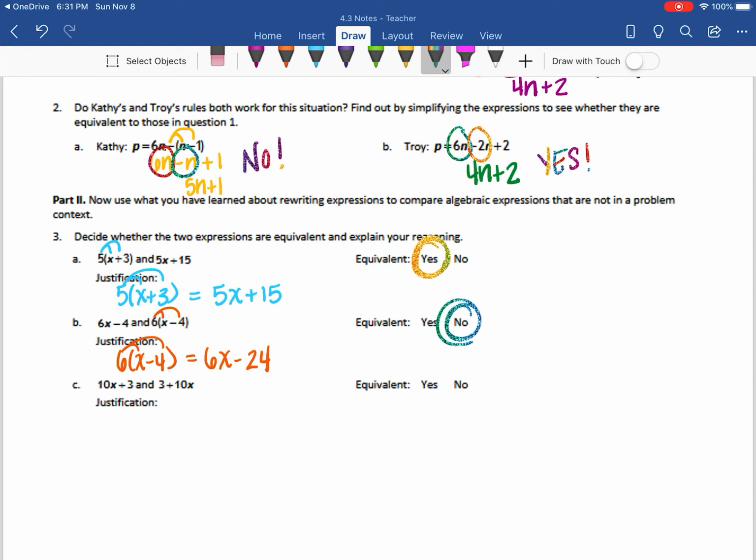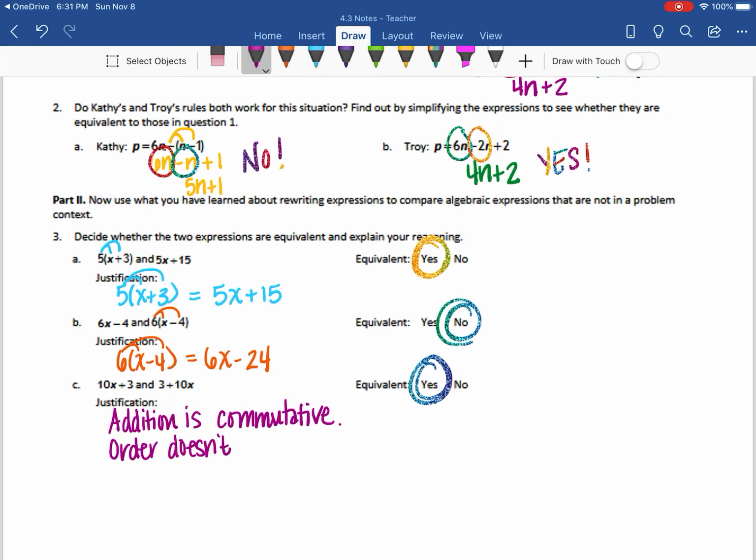Okay, and then we have 10x plus 3 and 3 plus 10x. Do we think that those are equivalent? Let's think about this for a second. If I add 2 plus 3, is that the same as adding 3 plus 2? It is. So these are equivalent, and we can say that they're equivalent because addition is what we call commutative. And what that means is order doesn't matter when adding.